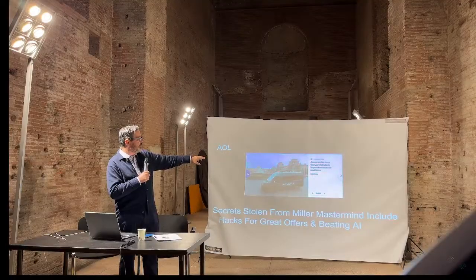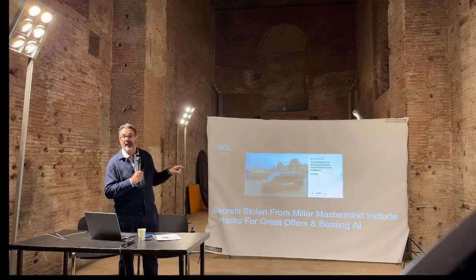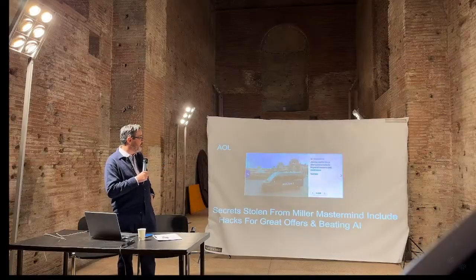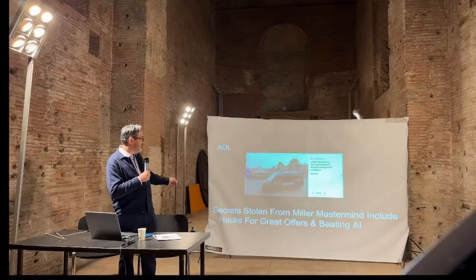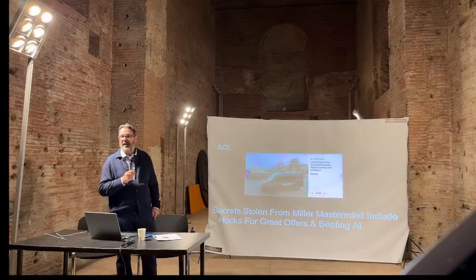They'll often put in there, sometimes it won't just say read more, it'll be a continuation of the curiosity, and it makes for a good preview line in your emails. Okay, so jewels stolen from the Louvre include imperial crowns and necklaces. Secrets stolen from Miller Mastermind include hacks for great offers and beating AI.